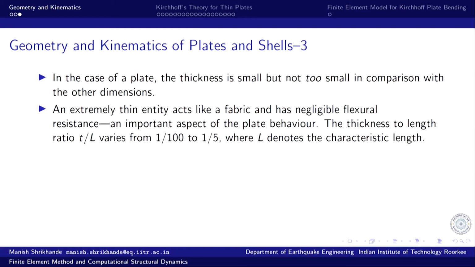So, an extremely thin entity acts like a fabric and has negligible flexural resistance, which is an important aspect of plate behavior. As a rough guideline, the thickness to length ratio, T by L, varies from 1 over 100 to 1 over 5, where L represents the general characteristic length of a plate element.